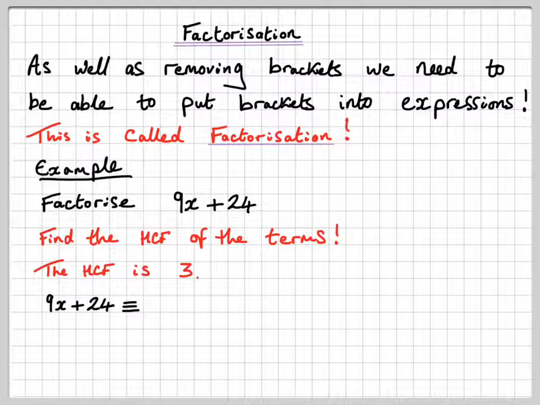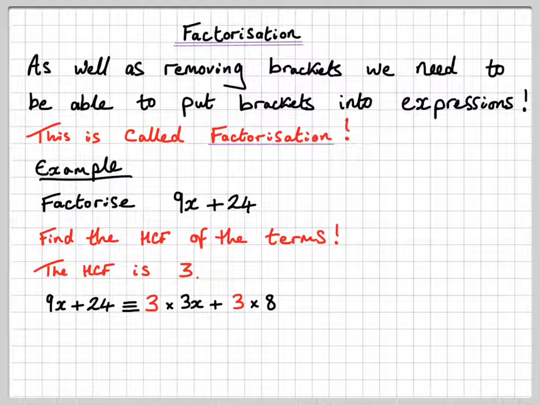You'll notice I'm using 3 lines quite a lot instead of the 2 lines we're used to for an equals. 3 lines actually means it's called an identity, and that means what I'm going to write down now is algebraically equivalent to what we started with. So I can rewrite 9x plus 24 by using the fact that 3 is the highest common factor as 3 times by 3x for the first term, that would give me the 9x, plus 3 times by 8 for the second term. 3 times by 8 of course is 24.